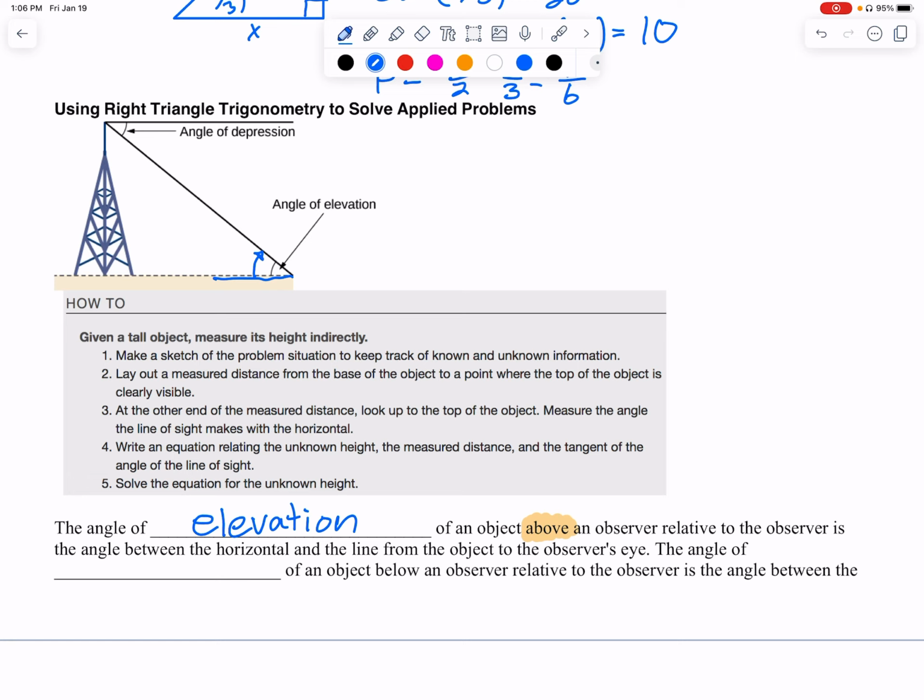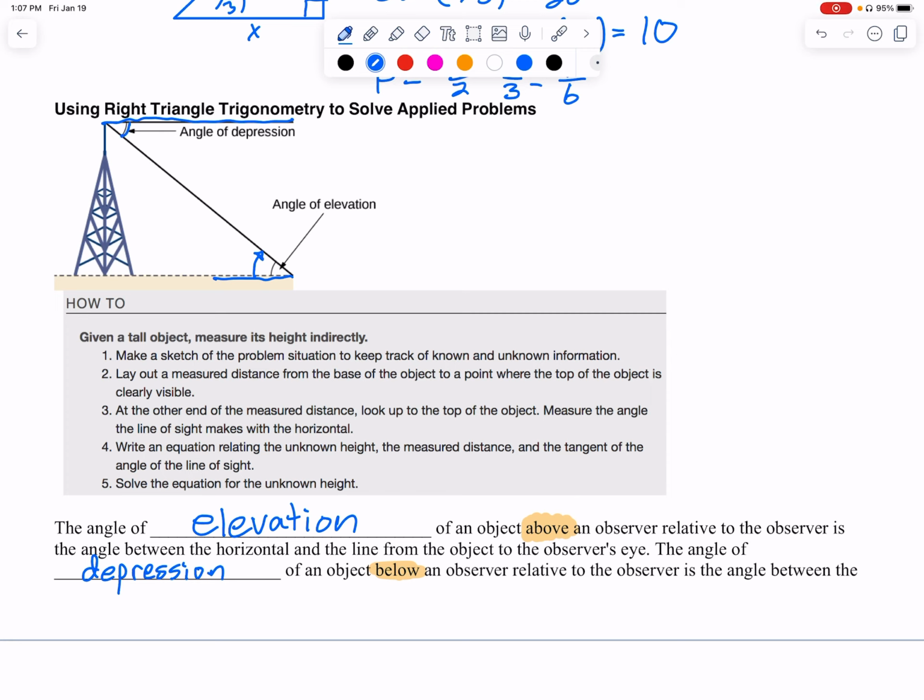Okay, the angle of depression is if you are looking down or below at an object. So that would be like you standing at the top of the tower here and looking down. Well, from the horizontal, this is the part that people mess up. From the horizontal down to your line of sight is the angle of depression.